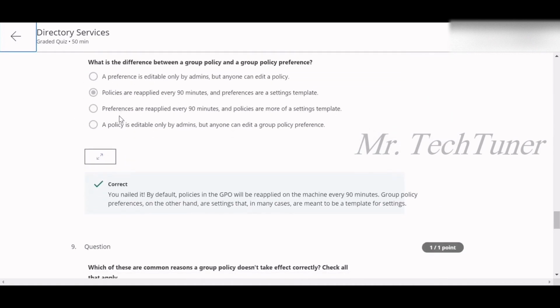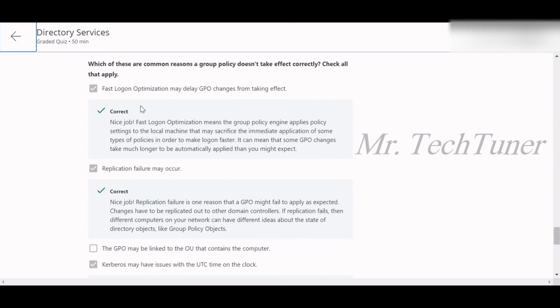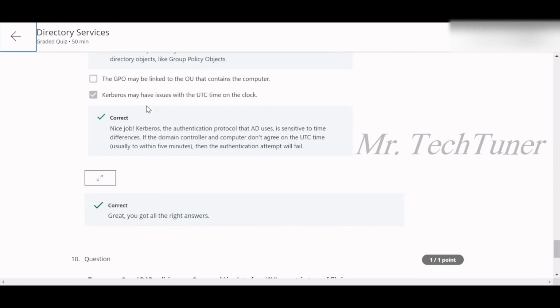What is the difference between a group policy and a group preference? Policies are reapplied every 90 minutes and preferences are a setting template. Number 9. Which of these are common reasons a group policy doesn't take effect correctly? The first one, first logon optimization may delay GPO changes from taking effect, replication failure may occur, and Kerberos may have issues with UTC time on the clock.